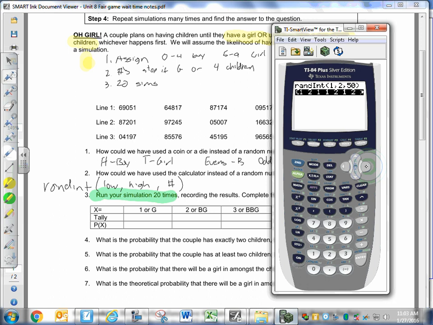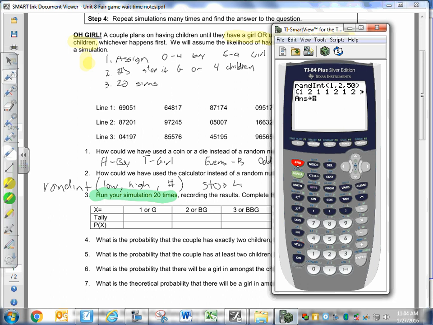So I need to actually take this list and store it somewhere else so that I can see it. Who remembers how to do that from last class? Store L1. We will go down and make sure we press store, S-T-O, with that arrow, and then we will store it in one of our lists. Typically L1 works. If you just stick with L1, you'll be fine.